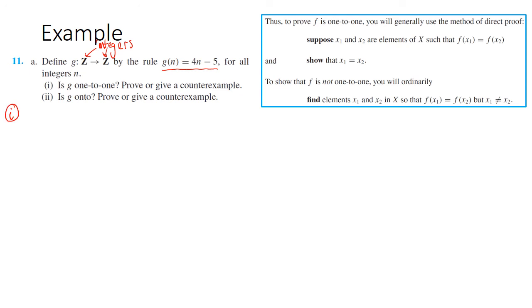Okay, so I think that little g is one-to-one, and the reason I think that is because the formula here is a line. So g, if we would graph it, would just be a line, and on a line, every input has a different output, unless the line is horizontal, but this is not a horizontal line. So yes, I do think it's one-to-one, and I'm going to prove that.